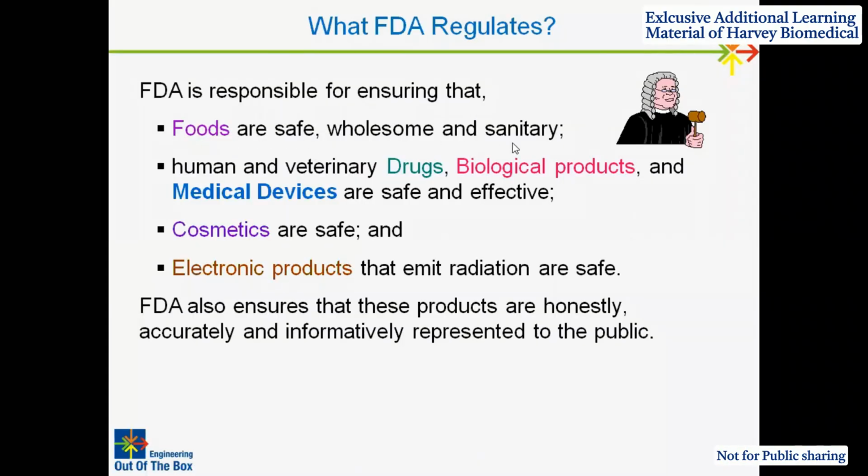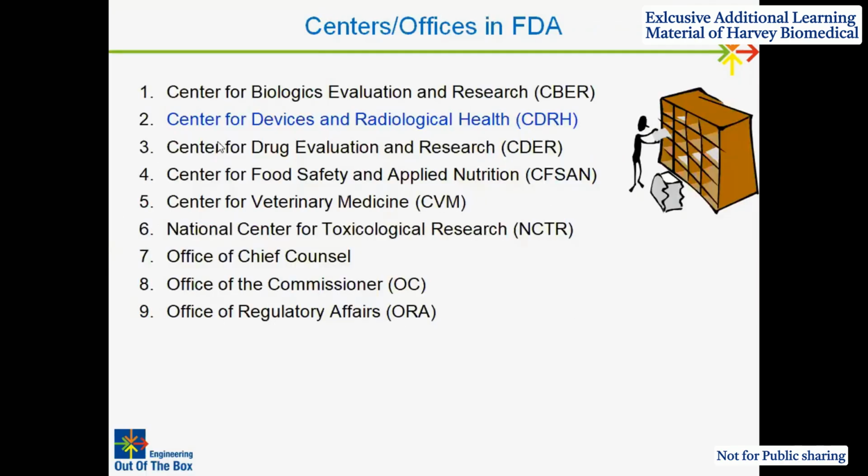foods are safe, wholesome and sanitary; human and veterinary drugs, biological products, and medical devices are safe and effective; cosmetics are safe; and electronic products that emit radiation are safe. Under the FDA regulations, these different types of products are there. Different departments will also be there. You can see here, there are a total of 9 offices under the US FDA.